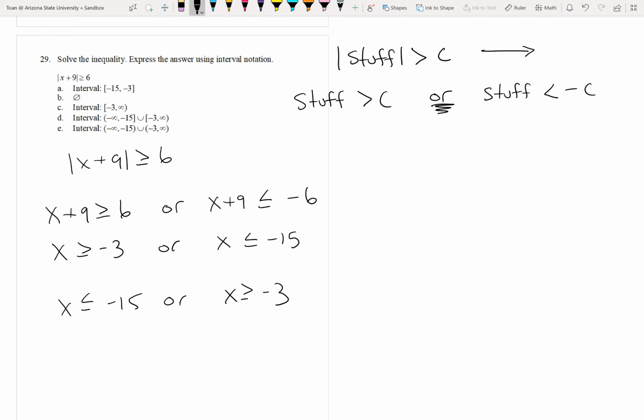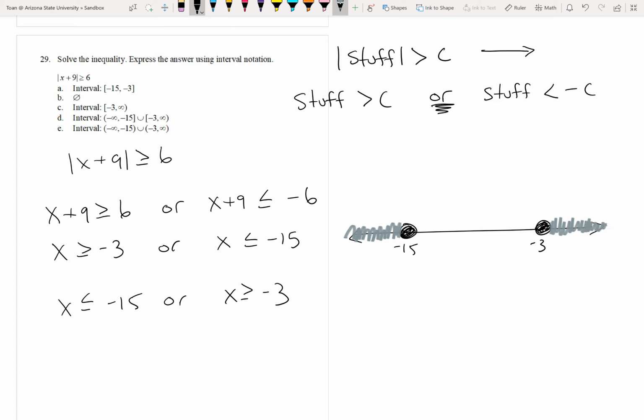So to visualize interval notation, just go ahead and plot your two answers on the number line. So negative 15 here, negative 3 here. They're both going to be closed because the inequalities had an or equals to. Now x is less than negative 15. Well, numbers get less than to the left. Or x is greater than negative 3. Numbers get greater to the right.